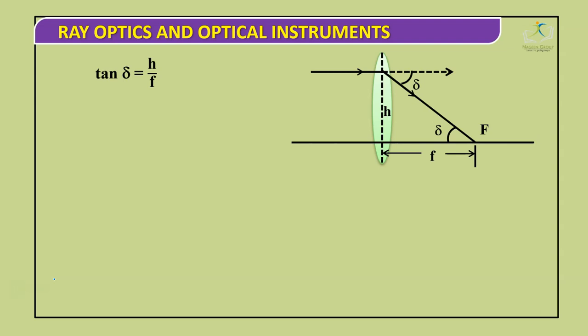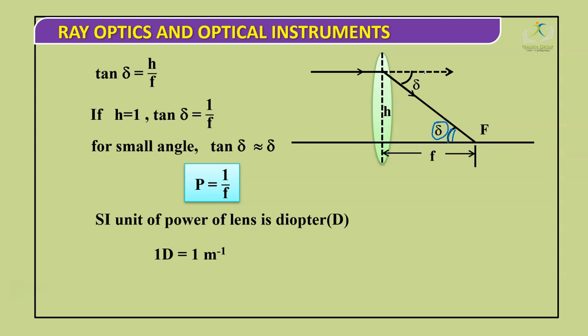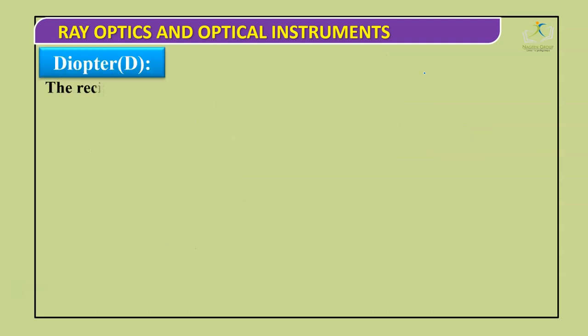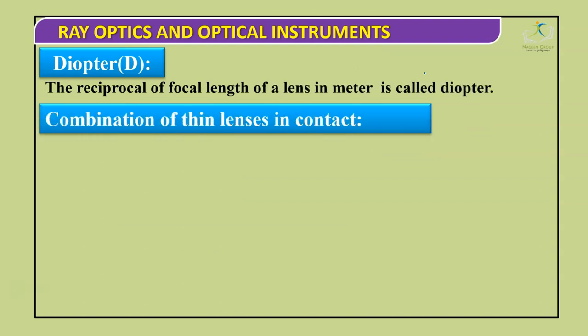So tan, like if I just take a lens, light rays are going this side and make an angle delta. So tan delta is h by f, if the height of the lens is h, I'm just assuming. So P is equal to 1 by f. This is the SI unit of power, the diopter. 1 diopter is equal to 1 per meter. The reciprocal of the focal length of a lens is called diopter.